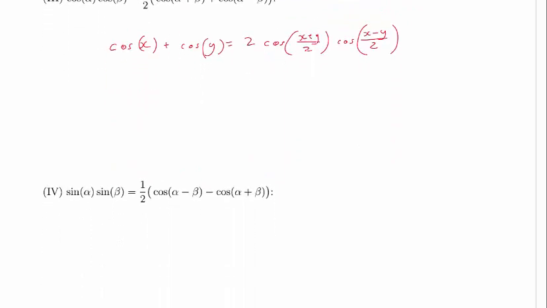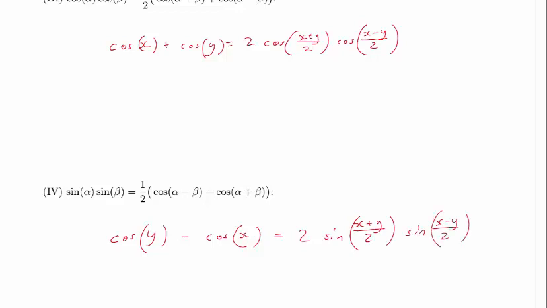All right, so for the next one, again, start off with the right-hand side. Cosine of y minus cosine x, which is going to equal 2 times sine of x plus y over 2 times sine of x minus y over 2.